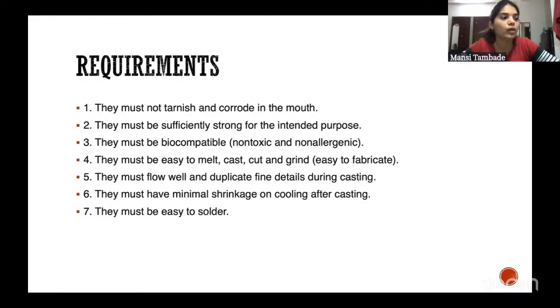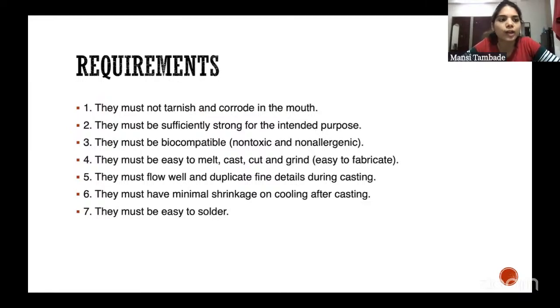What are the basic requirements? They must not tarnish or corrode in the mouth. They must be sufficiently strong for the intended purpose. They must be biocompatible, non-toxic, and non-allergenic. They must be easy to melt, cast, cut, and grind.